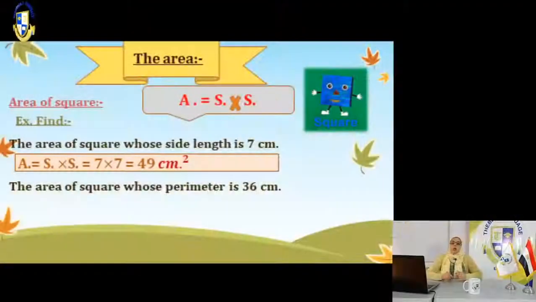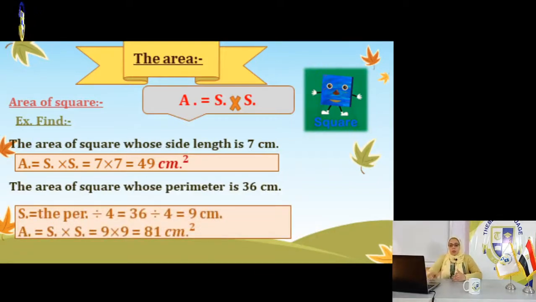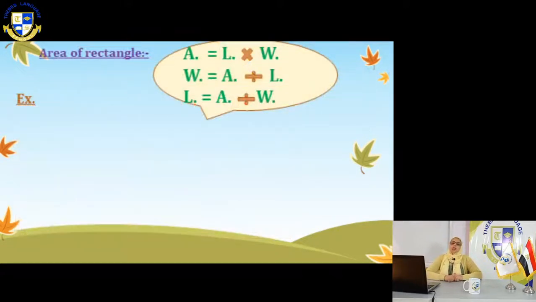Excellent. Side equals perimeter divided by 4. So if we divide 36 by 4, we get 9. Now we have the side. Yes, 9 is the side. Now get the area. Equals side times side. It means 9 times 9 equals 81, but squared centimeters. Squared centimeters.